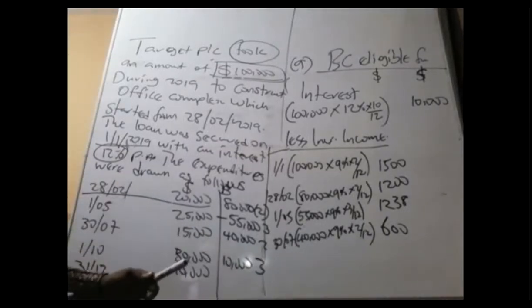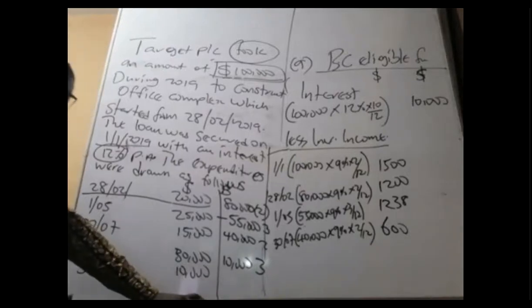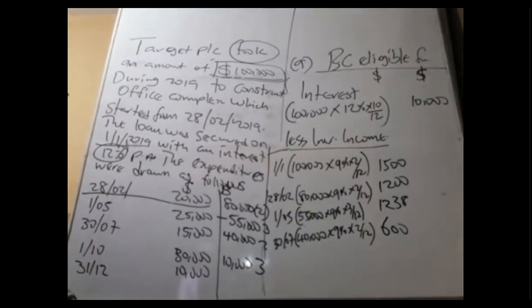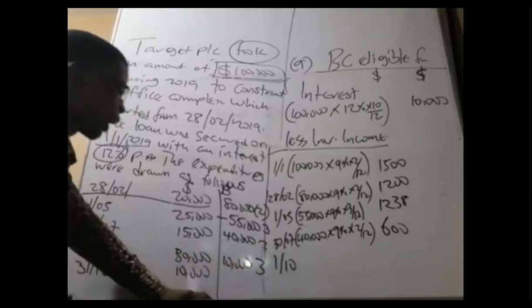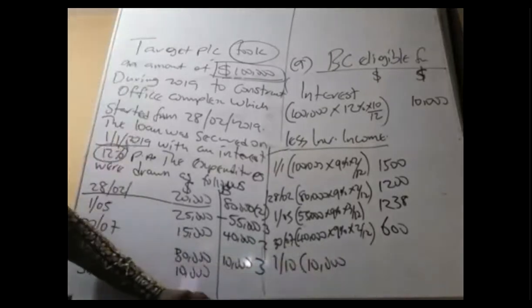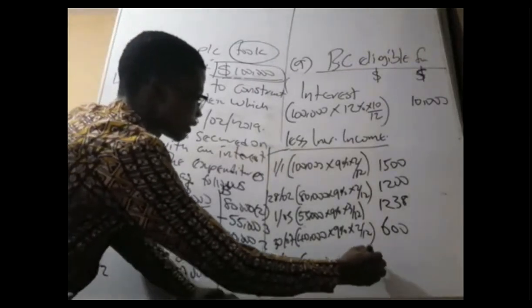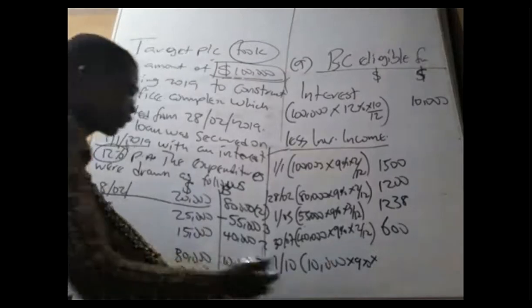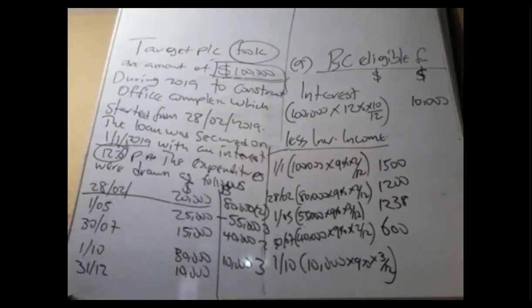That is where they will invest the 10,000. So 10,000 will be invested on 1st of October. So 10,000 we invested there times 9% times how many months? We said 3, right? So 3 out of 12.